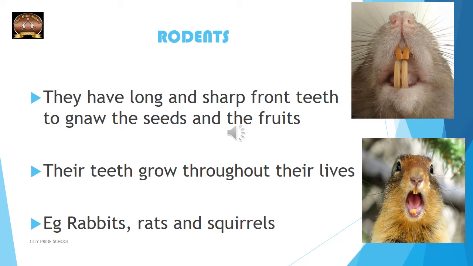As I mentioned earlier, the special character of rodents is that they possess a single pair of continuously growing incisors in each of the upper and lower jaw. So basically these teeth grow throughout their lives. So they keep on gnawing, that is nibbling, the nuts and the fruits. The majority of rodents are herbivores, but some of them might be omnivores. Here the examples given are rabbit, rat and squirrel. Well, there are many more.